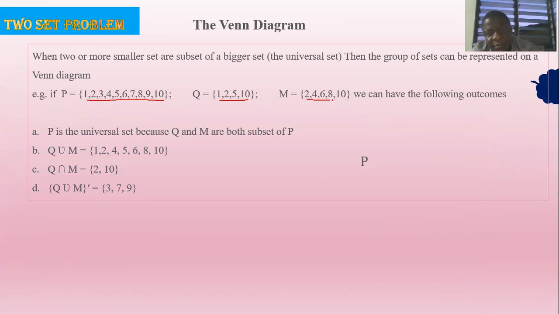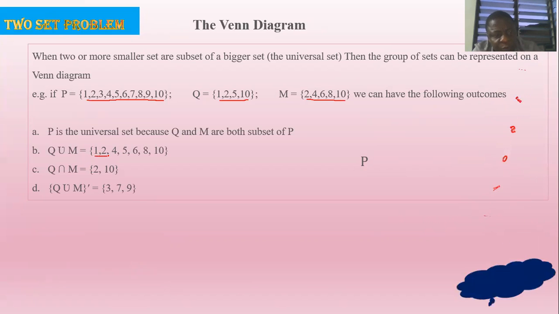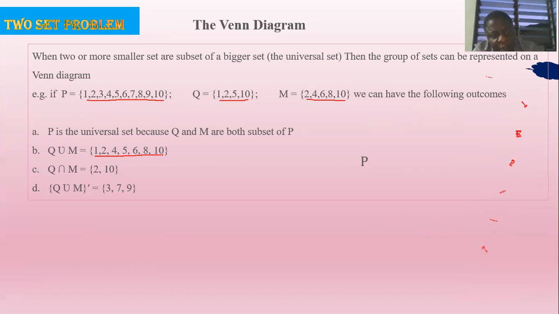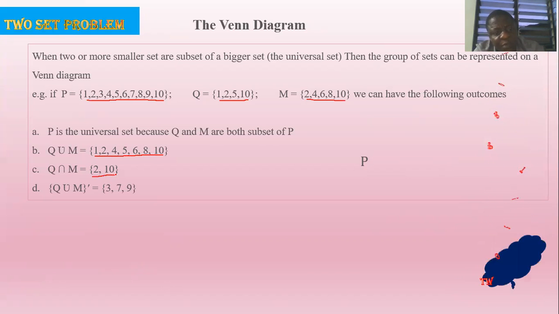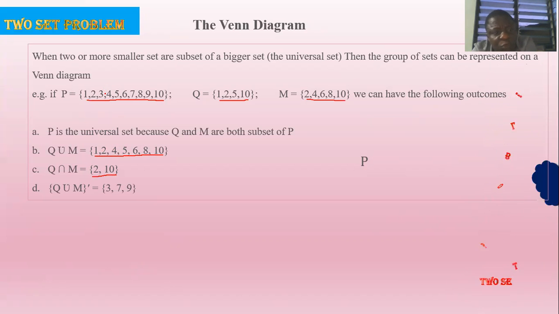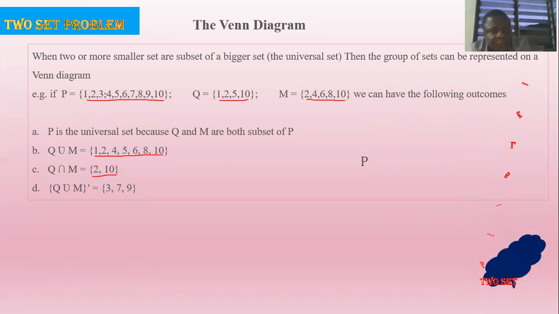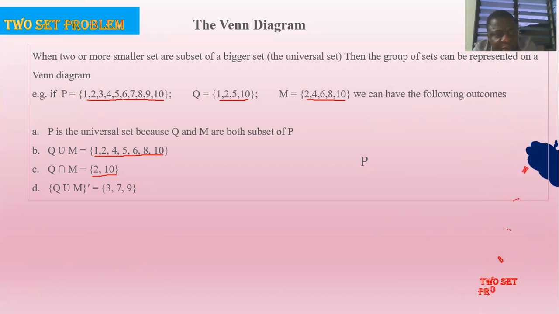We can then make the following conclusion, that when we combine Q and M, that will give us Q union M. And that will give us 1, 2, 4, 5, 6, 8, and 10. However, their intersection will contain only these two members, which is 2 and 10. Now, when we look at the union compared to the universal set, we can see that 3, 7, and 9 are part of P, which is the universal set, but are not part of their union.